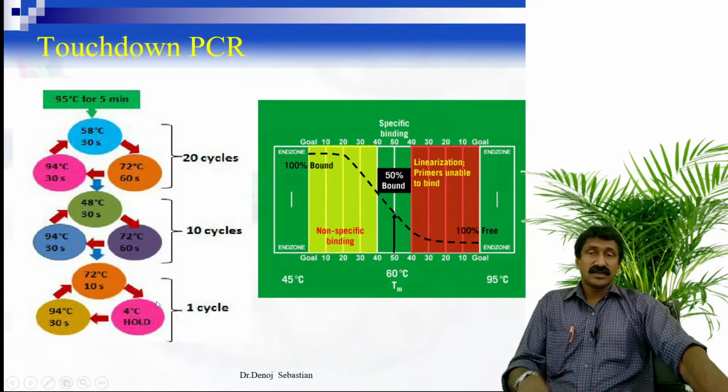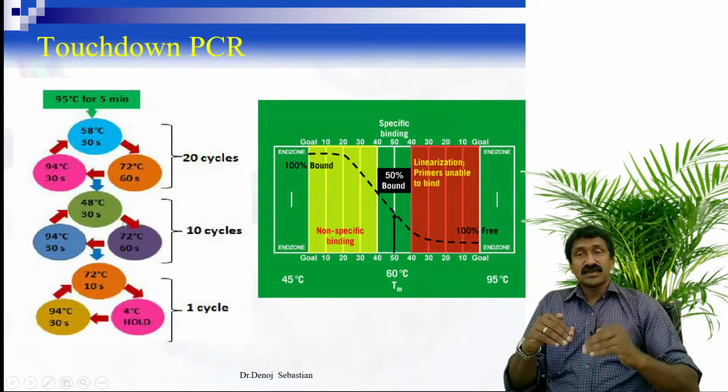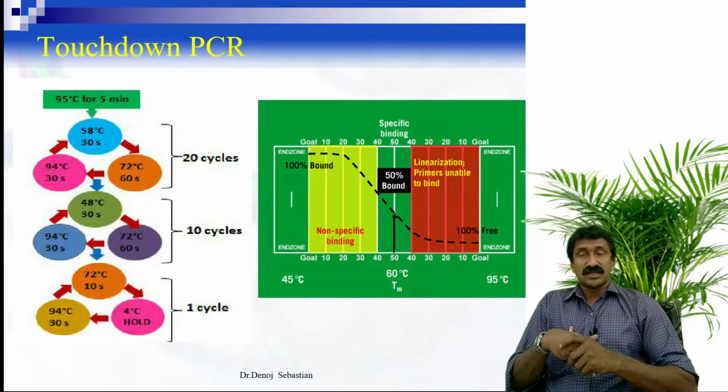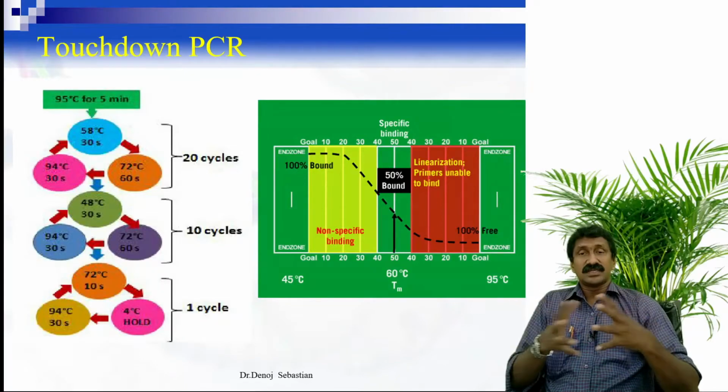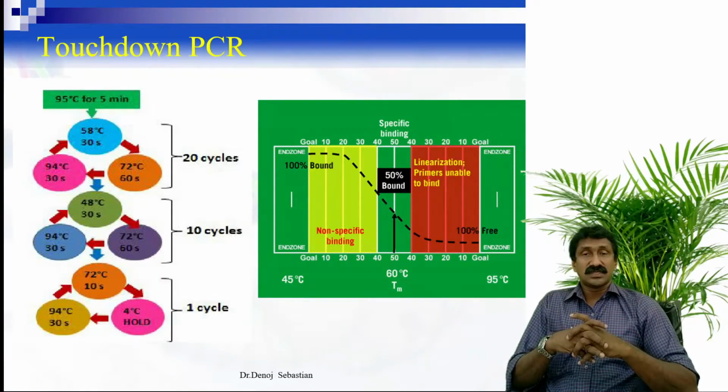Then finally you will close the cycle with one cycle at 74 degrees Celsius. So this is a 4 degrees Celsius storage and end of the cycle. So this is the procedure for a touchdown PCR, in which you will gradually bring down the annealing temperature and increase the efficiency of the amplification. The initial high temperature is used for increasing the specificity of the amplification.